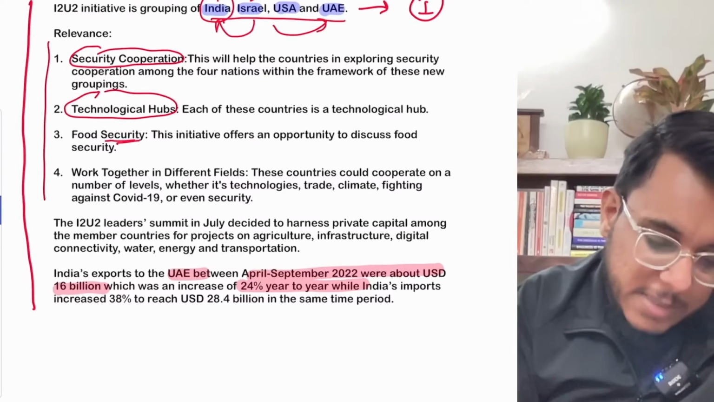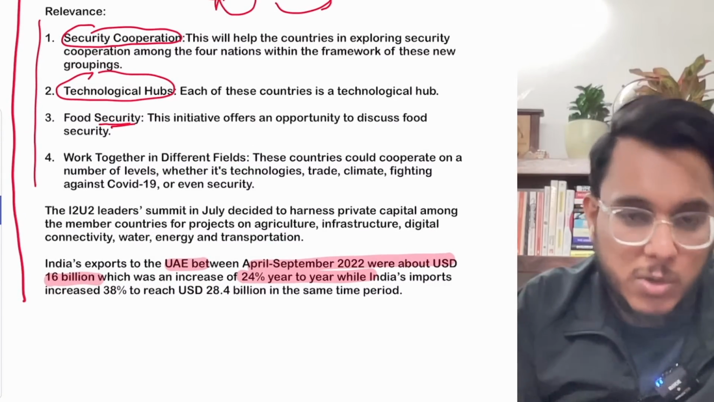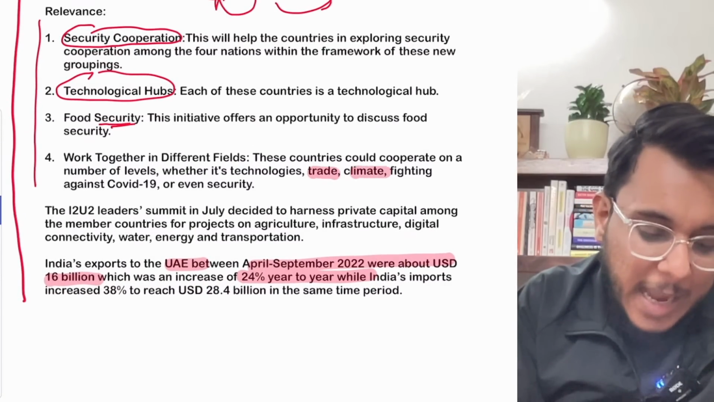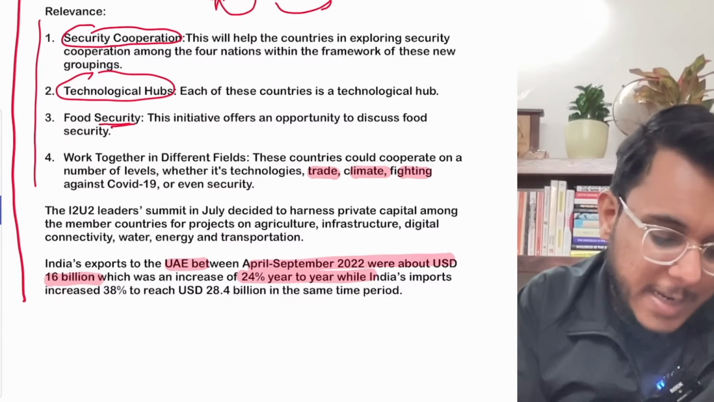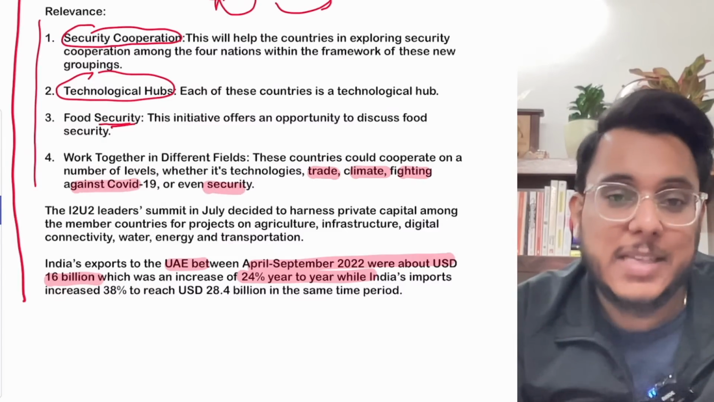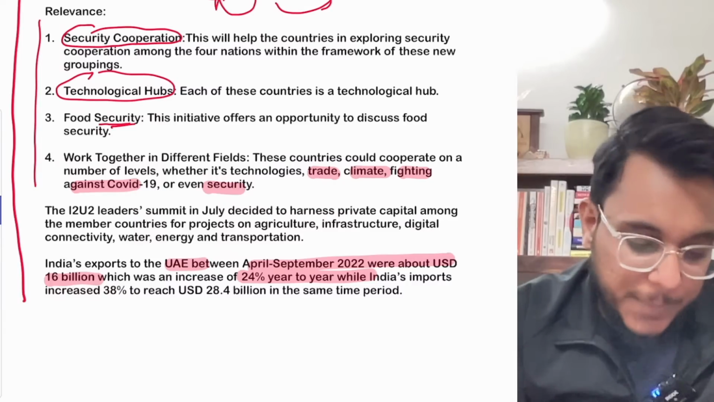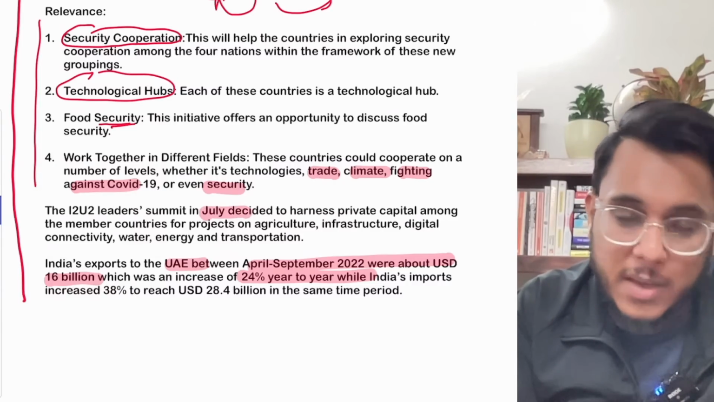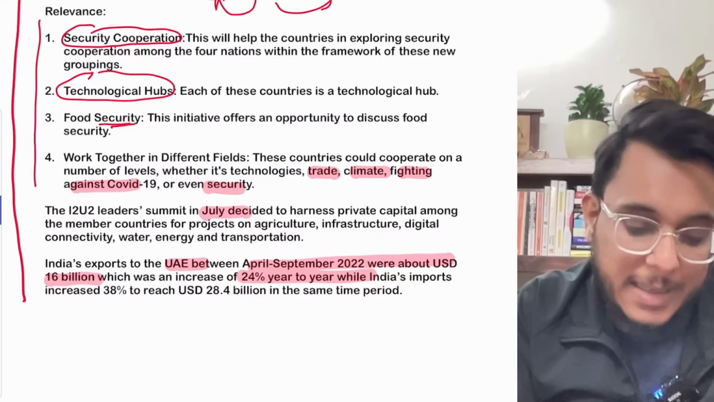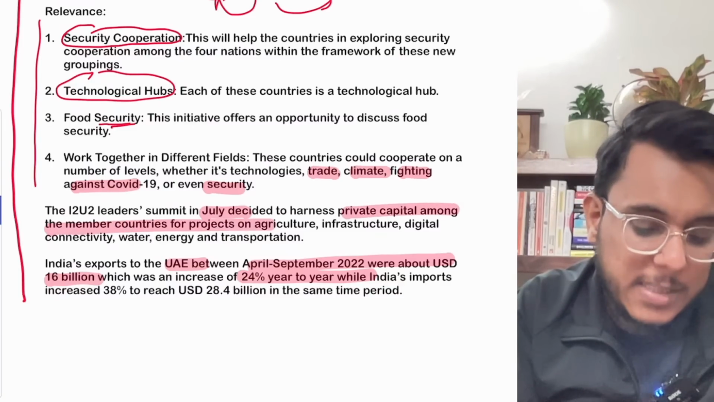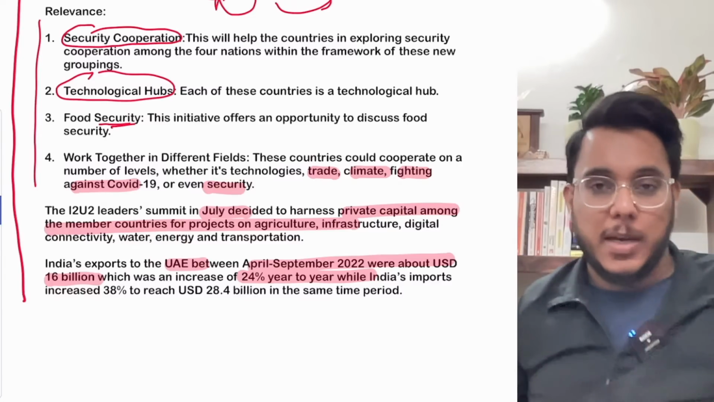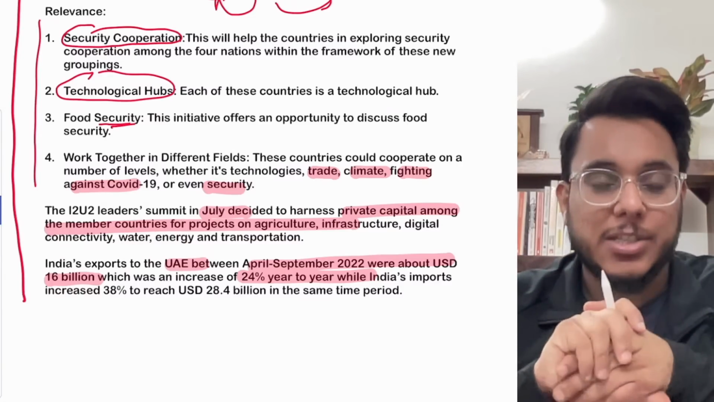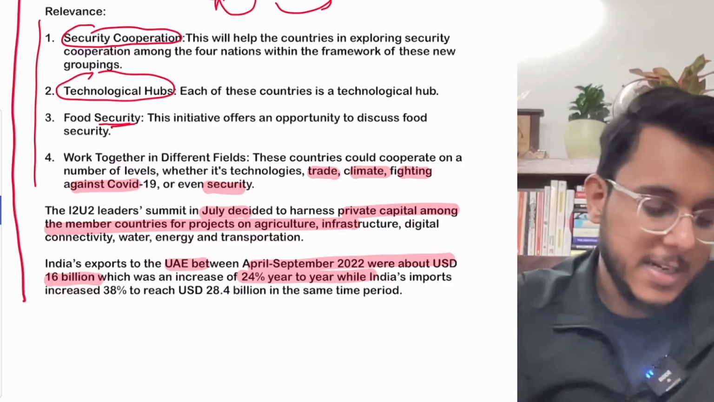Then the countries will be working on other platforms also, for example trade, climate, fighting against COVID-19, and security. These areas will be focused upon. Recently in July, the I2U2 countries met and said that they want to harness private capital and private investments into agriculture, infrastructure, digital connectivity, etc.